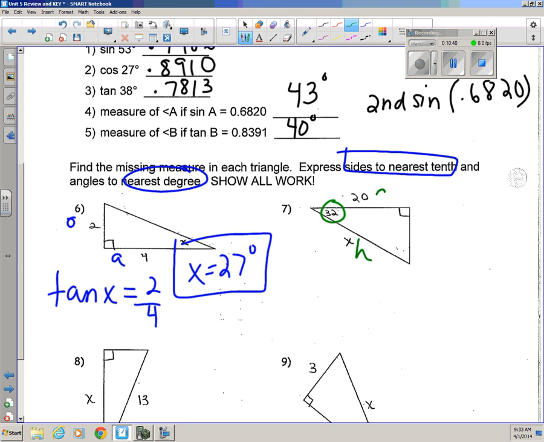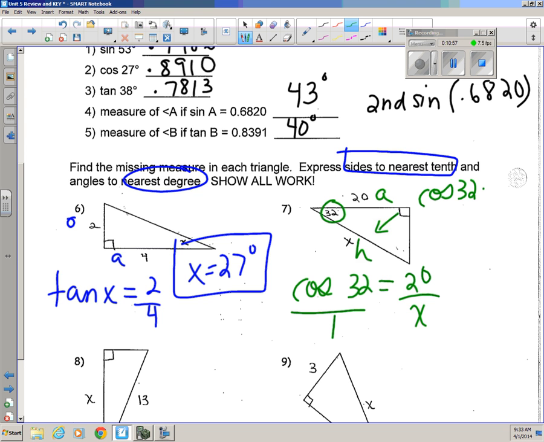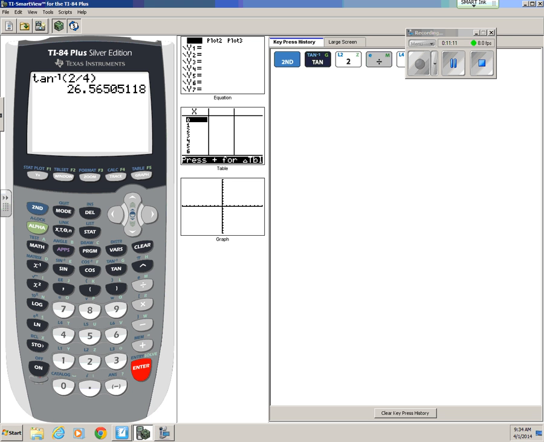This one, I'm given the angle of 32. This is my hypotenuse. This is my adjacent. This is a cosine. So cosine of 32 equals adjacent over hypotenuse. When I cross multiply here, I end up getting cosine 32 times x equals 20. I have to divide out both sides by cosine 32. So really all that you're typing in on the calculator is 20 divided by cosine 32. Round this to the nearest tenth, it should be 23.6.